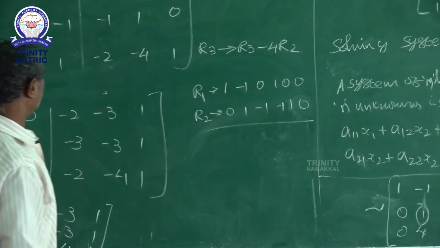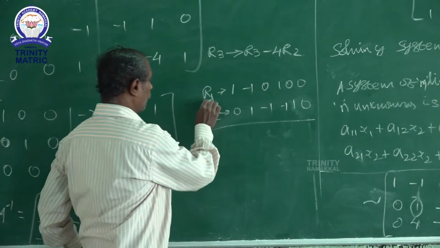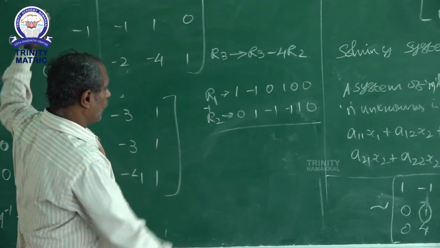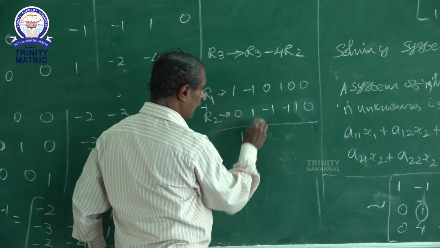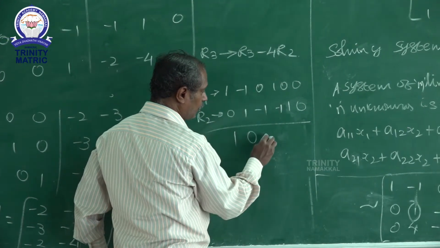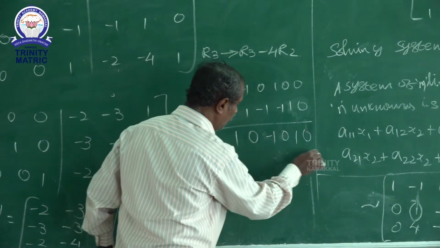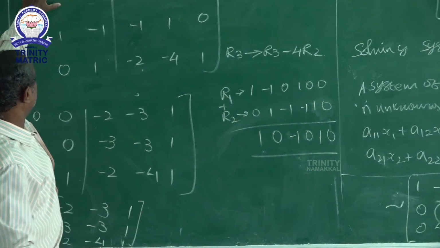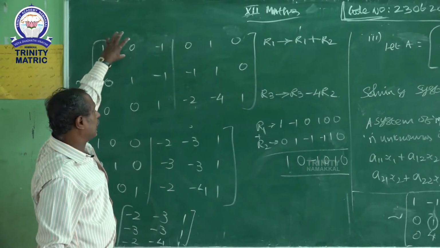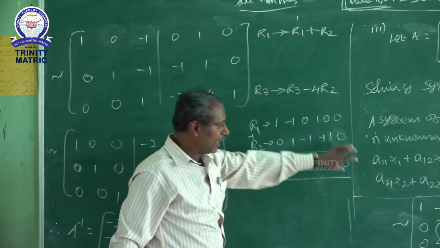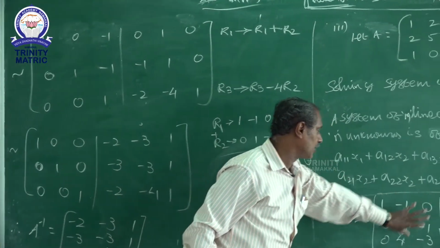We are adding these two, so we will get the values, that is R1 plus R2: 1 plus 0, minus 1 plus 1, 0 minus 1, 1 minus 1, 0 plus 1, 0 plus 0. So this is the row we have, because in the identity matrix the first row, second element should be 0, but here we had minus 1, and we changed it into 0.